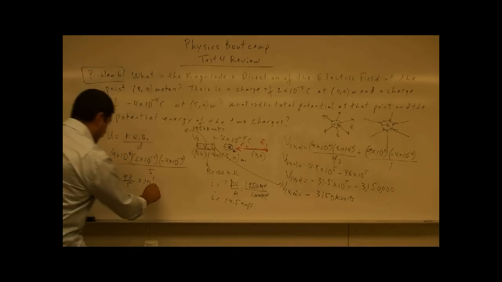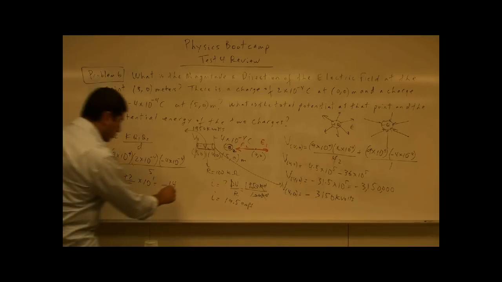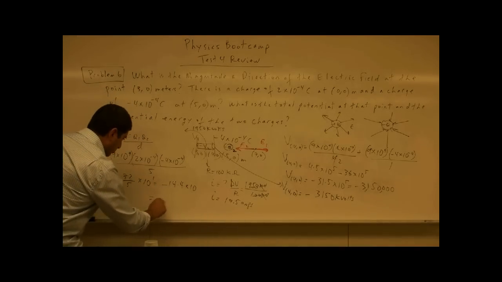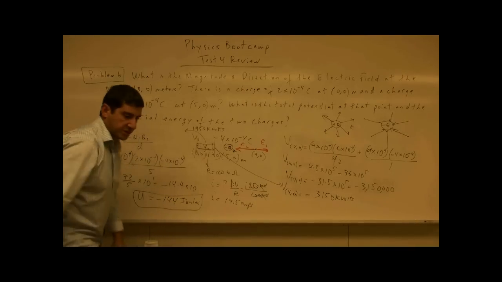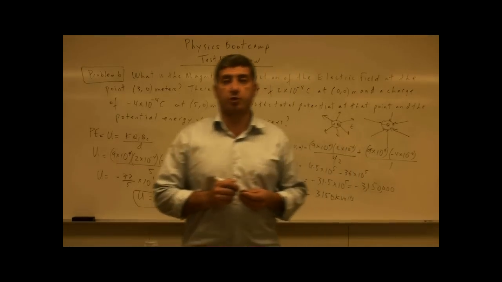So then you have negative what? Well, 5 goes into 72 14 times, right? 14 times 5 is 70 with 2 left over. 2/5 is 0.4. Times 10, so that's equal to negative 144 joules. So the potential energy of the system is negative 144 joules.